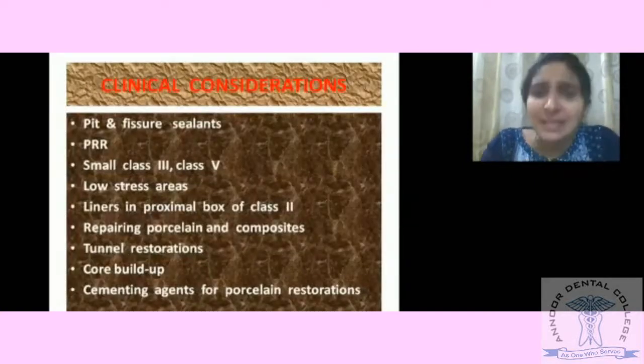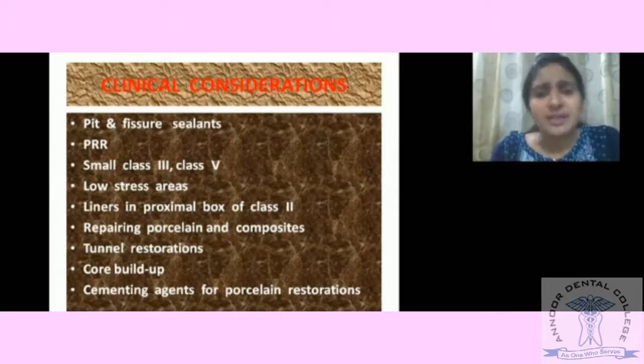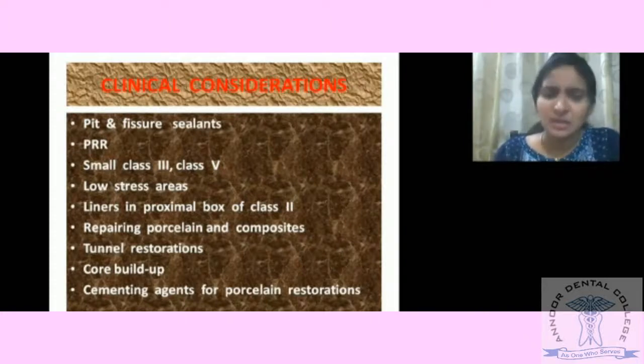Moving on to clinical considerations. In what all conditions can a flowable composite be used? It can be used as a pit and fissure sealant, preventive resin restoration, small class 3 and class 5 low stress areas, liners in proximal box of class 2, for repairing porcelain and composites, and in tunnel restorations. What is a tunnel restoration?